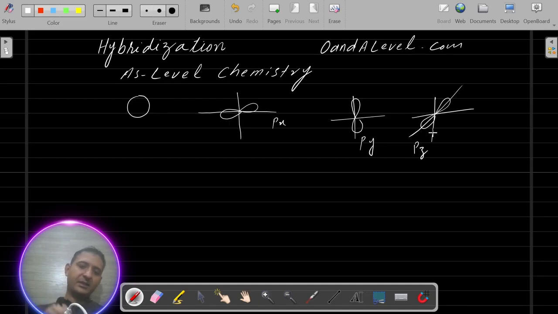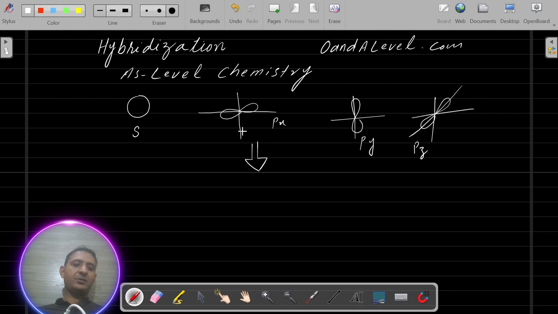It is a hypothetical concept, and according to this, these orbitals will intermix together and there is energy distribution among them. So you can see here we have this s lower in energy, and Px, Py, Pz are higher in energy with respect to s. So when orbitals of different energy and different shapes intermix together, they produce an equivalent amount of hybrid orbitals.